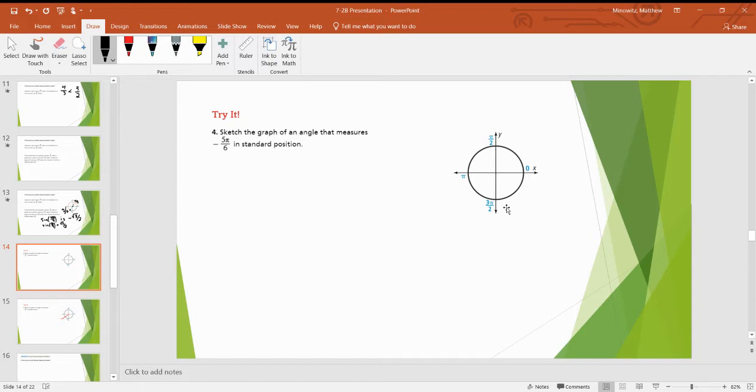Where is negative 5 pi over 6? Think about that unit circle, draw the unit circle, and think about it. Is it in quadrant 1, 2, 3, or 4? And roughly, where is the terminal point?